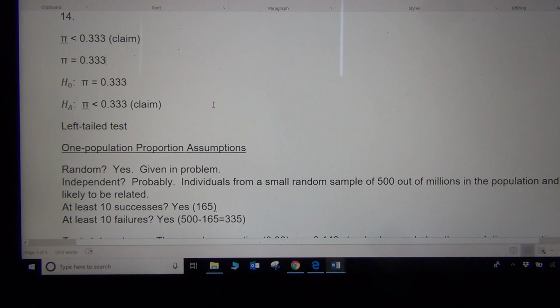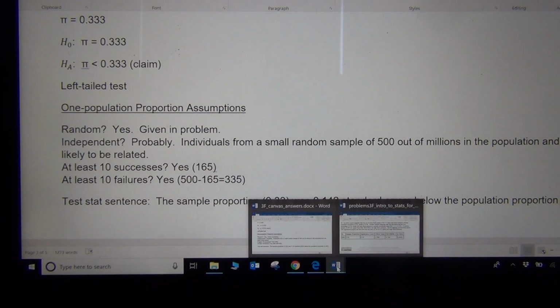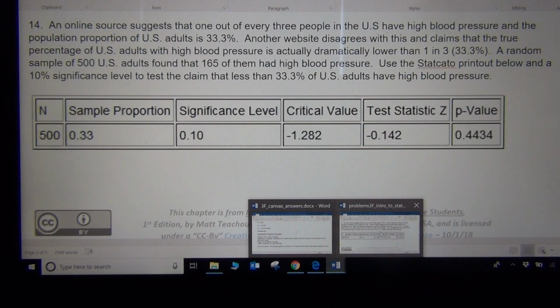Okay, let's take a look at our assumptions here. Did we pass all the assumptions? Let's take a look and see.